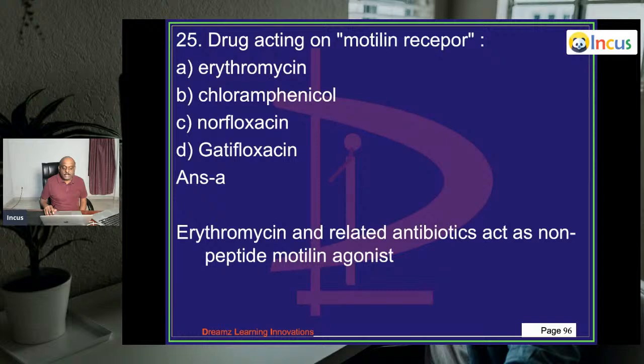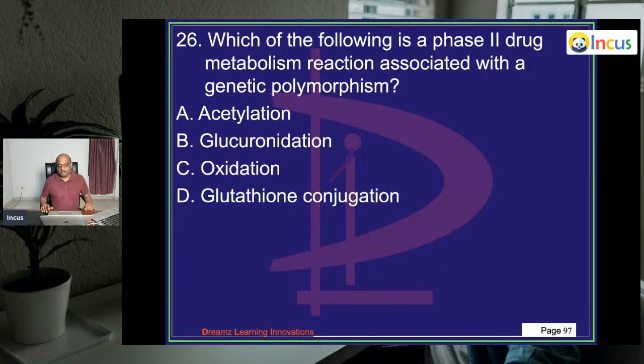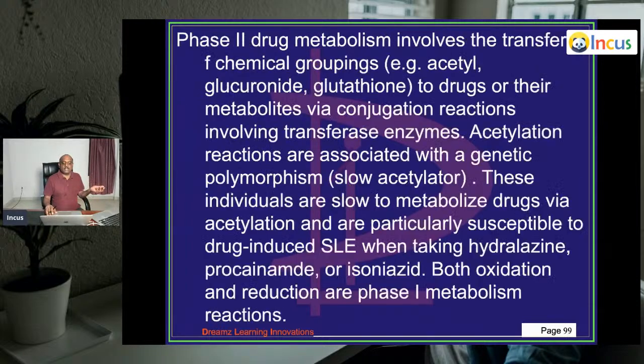Which drug acts on motilin receptor, doctor? Erythromycin. Genetic polymorphism is a phenomenon that you see with acetylation. Slow acetylators, fast acetylators.